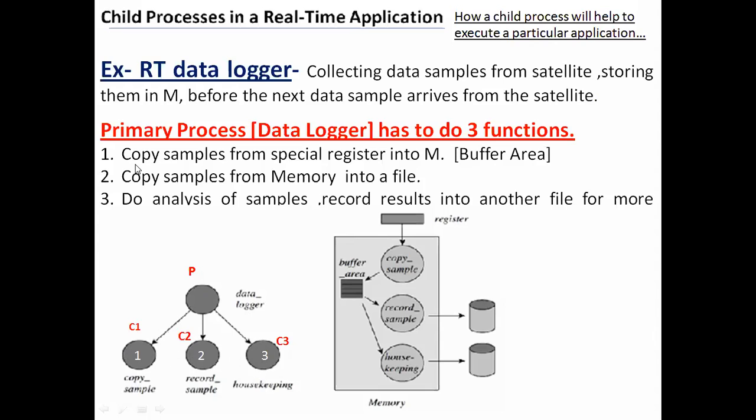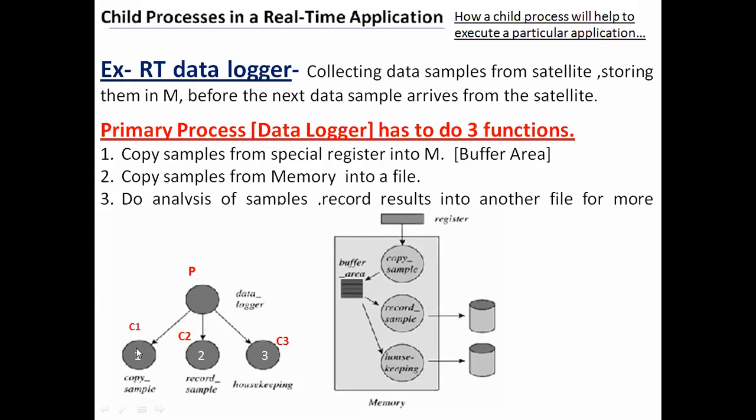Again the same thing is given here. The primary process or parent process is the data logger, and it basically does three functions. The first function is to copy the samples from the special function register into the memory, also called the buffer area. The second function is to copy the samples from memory into the file. And the third function is to do the analysis of samples, recording the results into another file.